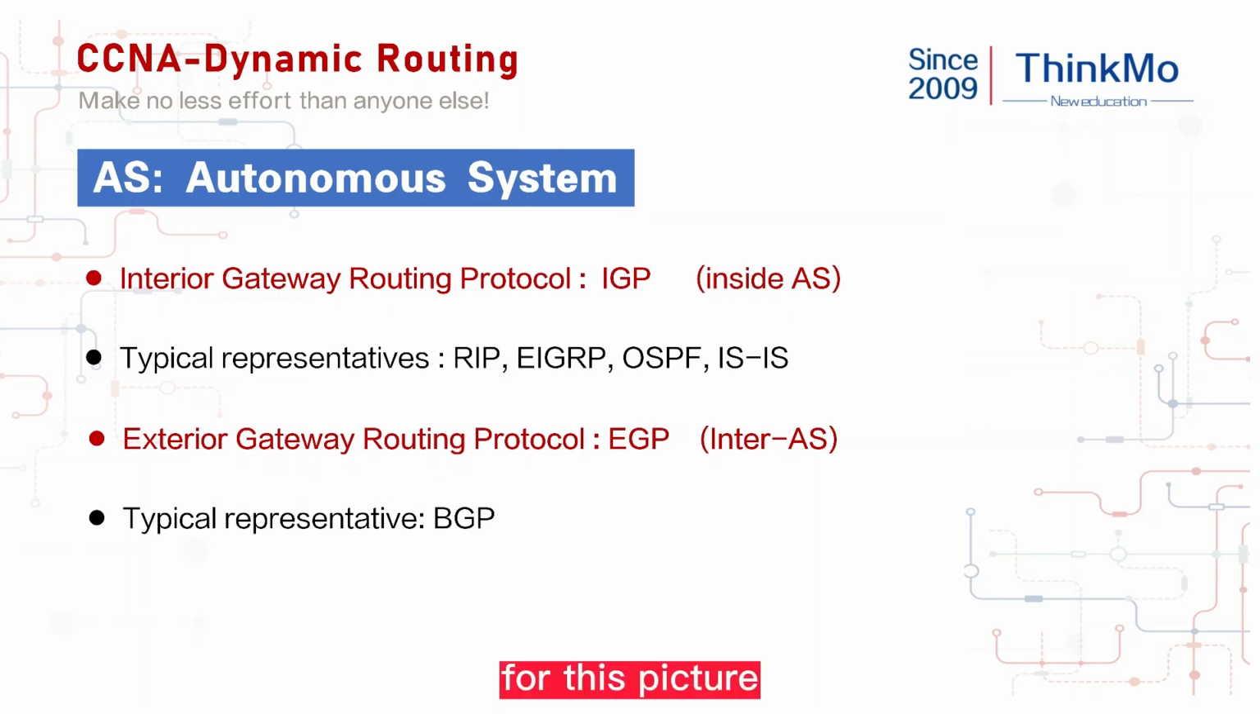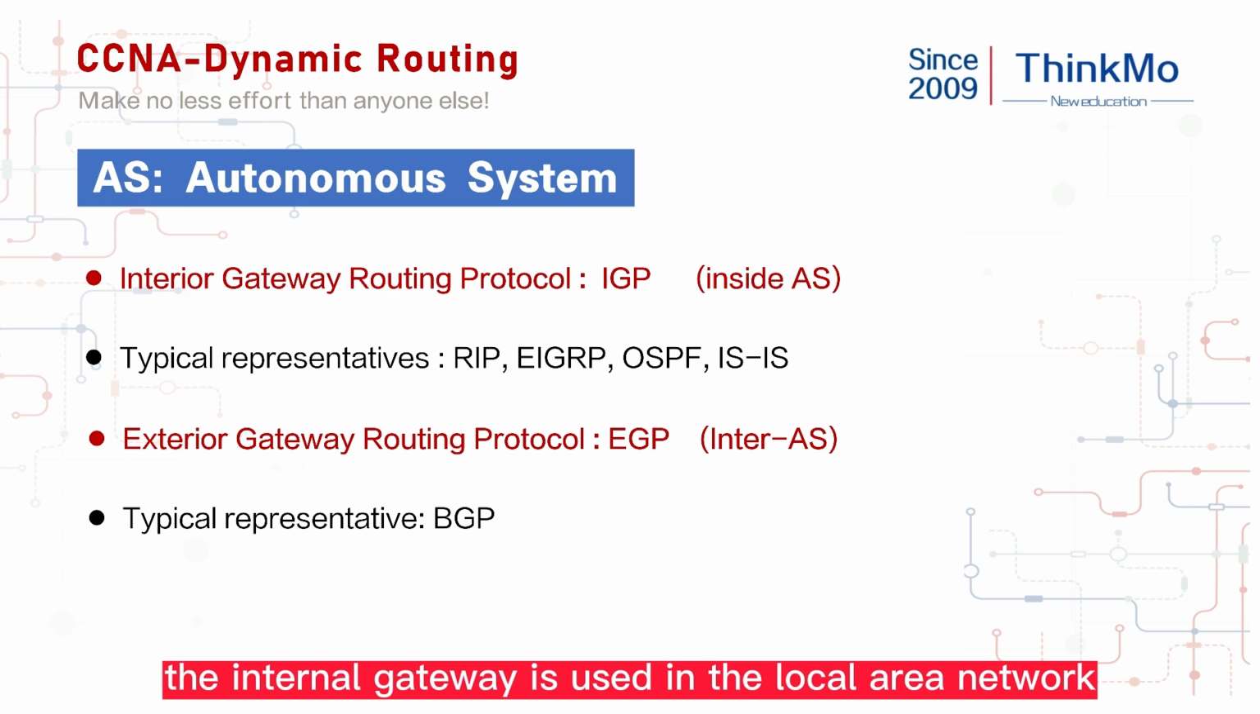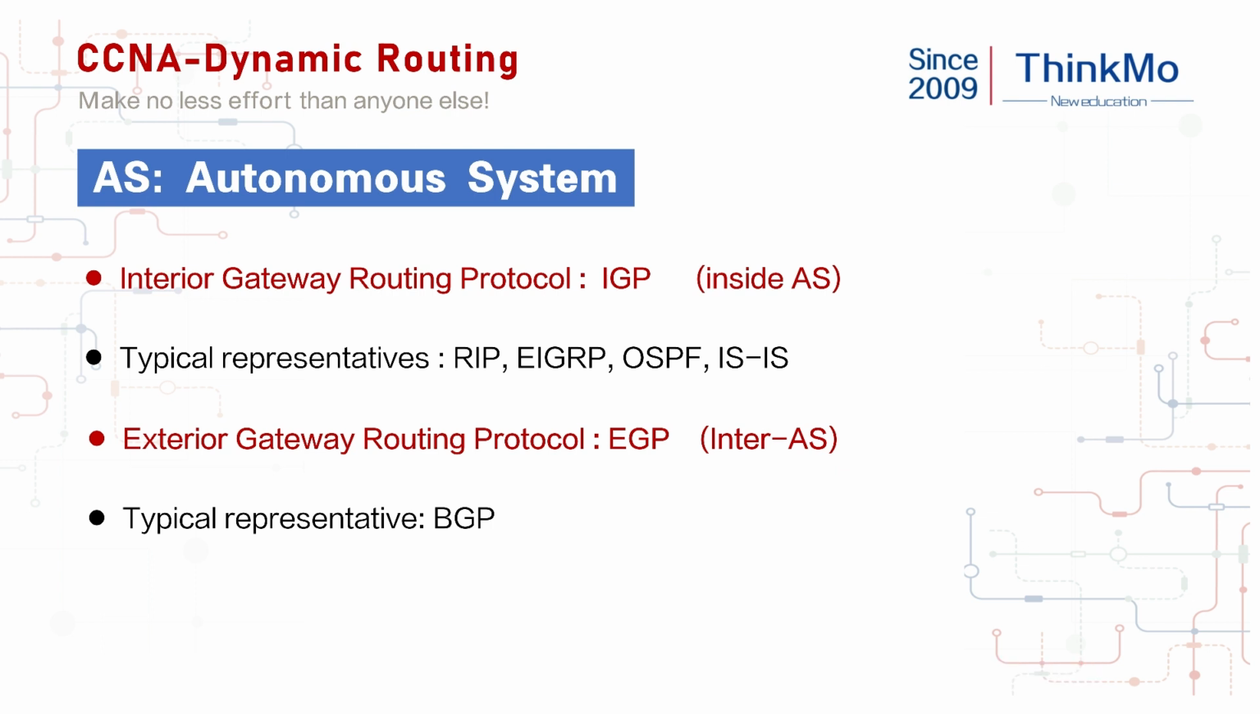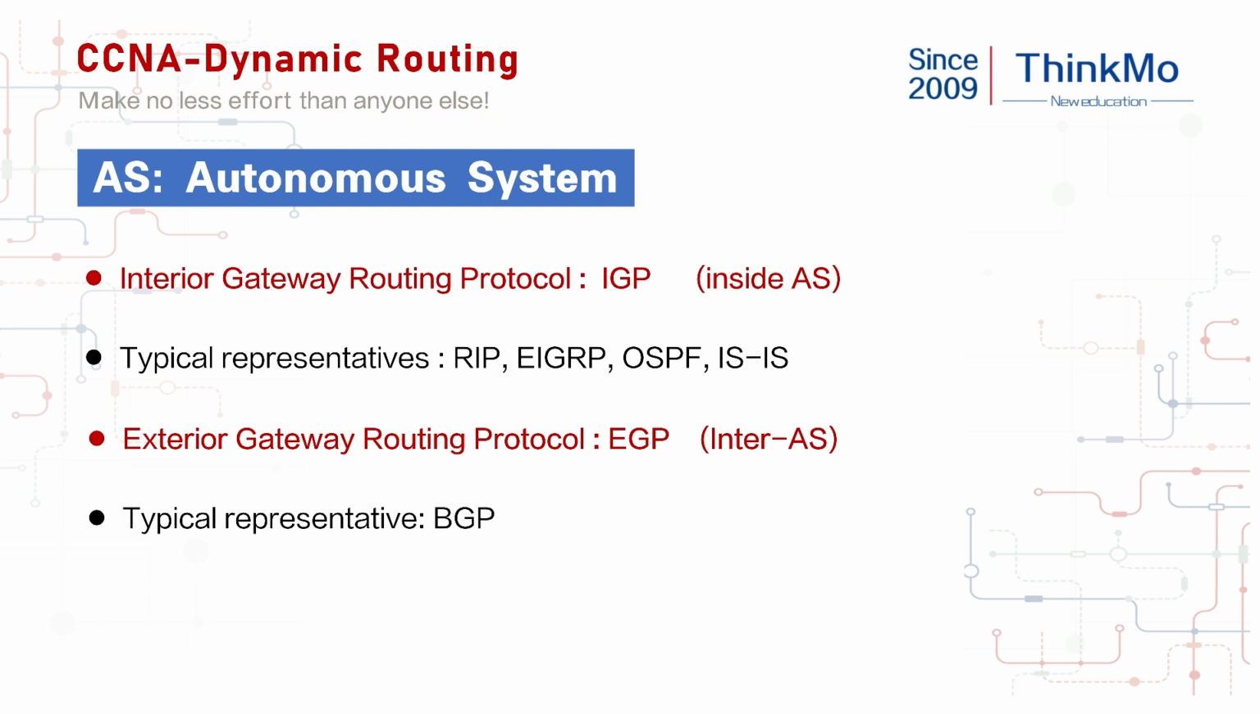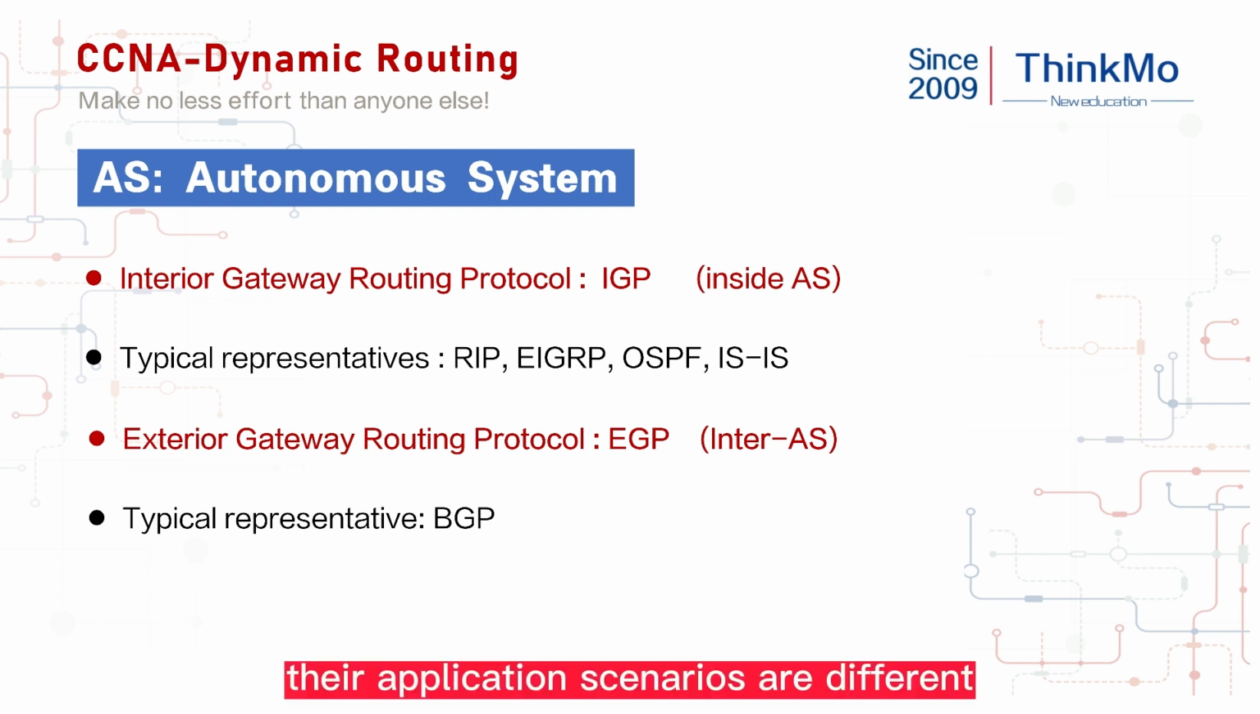Okay. For this picture, there are two words in it. One is called IGP. One is called EGP. That is an internal gateway, external gateway. The internal gateway is used in the local area network, that is LAN. Remember the LAN, the local area network, we talked about in the first class? The exterior gateway routing protocol is used in wide area networks, that is WAN. Their application scenarios are different.